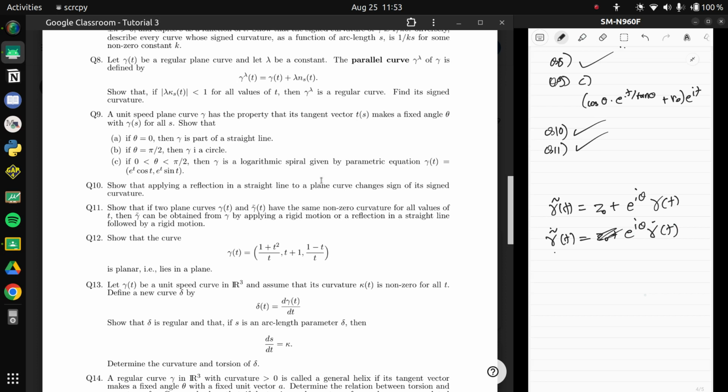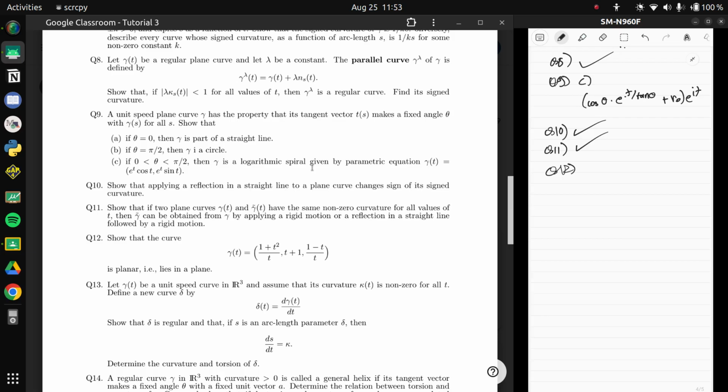So what does that mean? That means that if here you had psi as the angle that gamma dot makes, this would make psi plus theta. So the derivative of psi over here and the derivative over there would be exactly the same thing. So no issues at all. So 11 was easy. Question number 12.